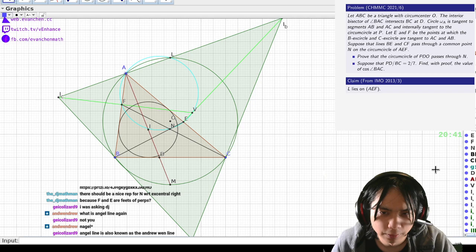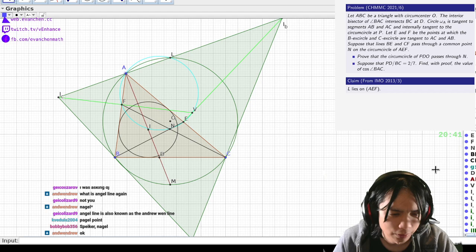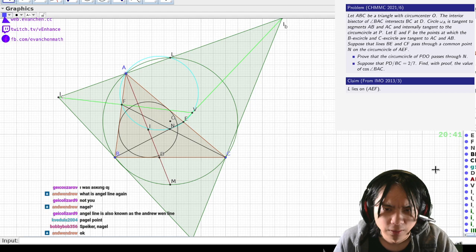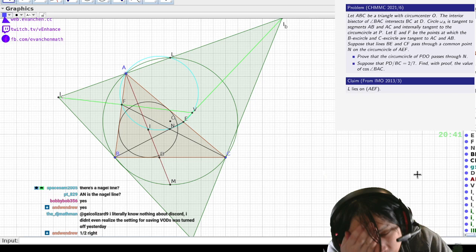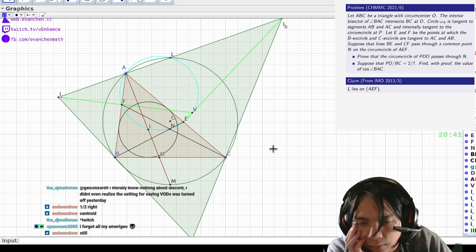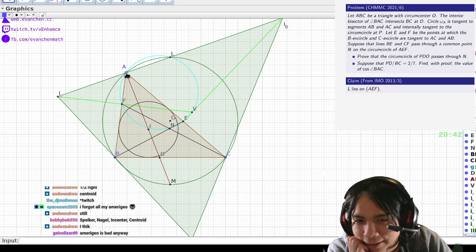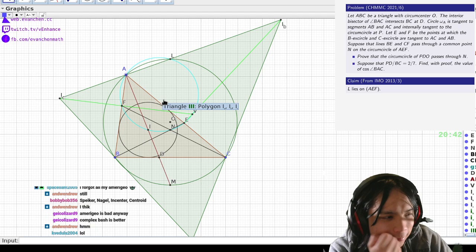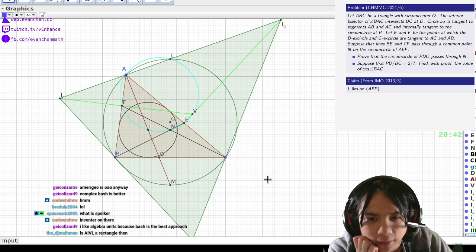Nagel line is B and... Oh, Nagel line. Nagel line is like incenter, Gergonne point, centroid or something like that? Or, I'm sorry, incenter, Nagel point, centroid. Yeah, that's what it is. So why is the incenter on there? Like, I know that these are all separate. Spieker. I never remember which one the Spieker center is. Is AIVL a rectangle? Yeah, that's what's going to happen.